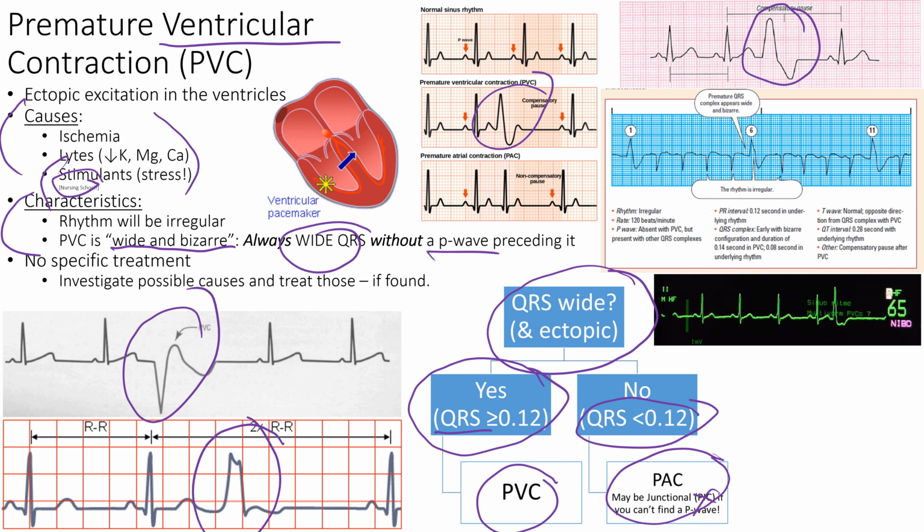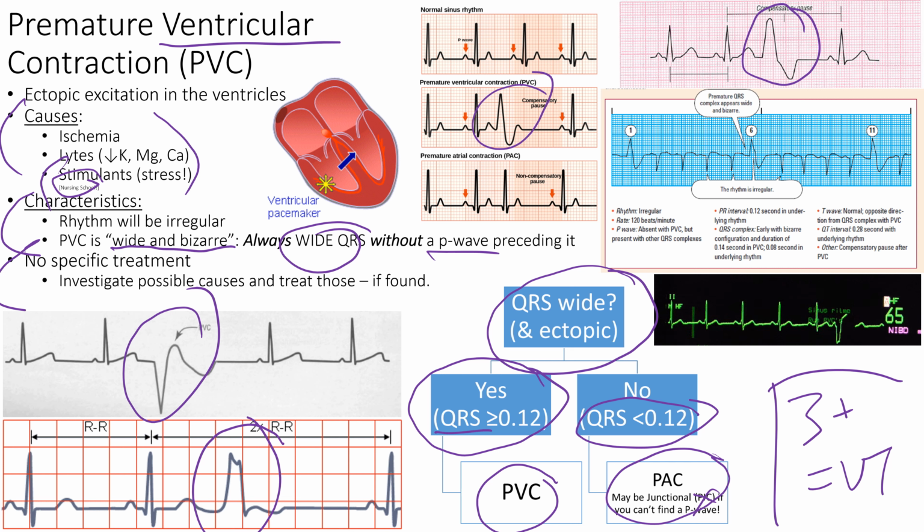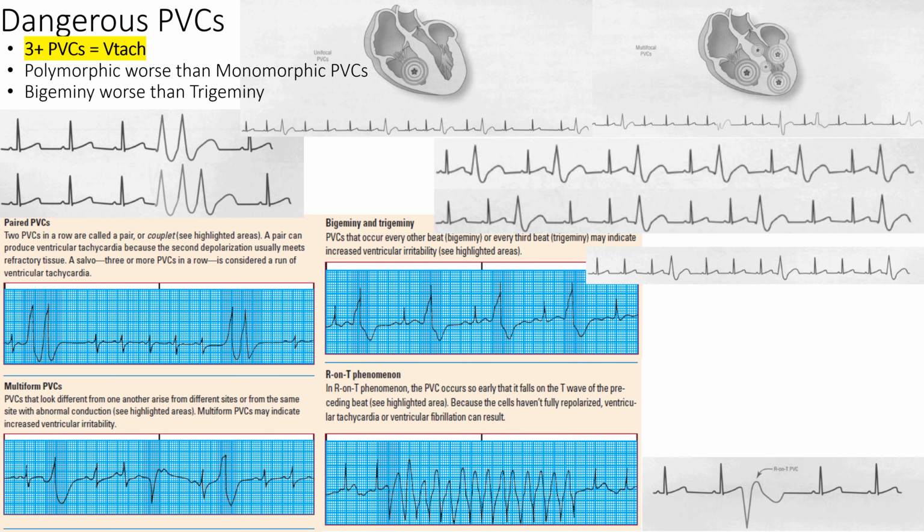Okay, there's no real treatment until you have how many in a row? 3 in a row. 3 plus equals VTAC. All right, so again, dangerous PVCs: 3 in a row equals VTAC. And what's worse, whether you have polymorphic or monomorphic. How do I tackle if it's mono or polymorphic? Monomorphic is coming from the same site, same source in the ventricle, whether it be the right or the left, whereas a polymorphic comes from multiple sites.